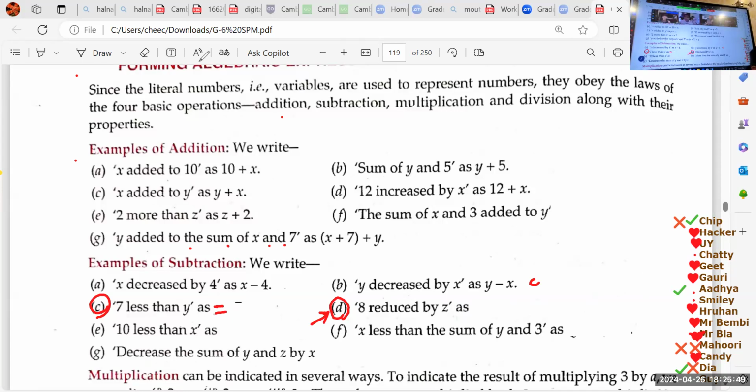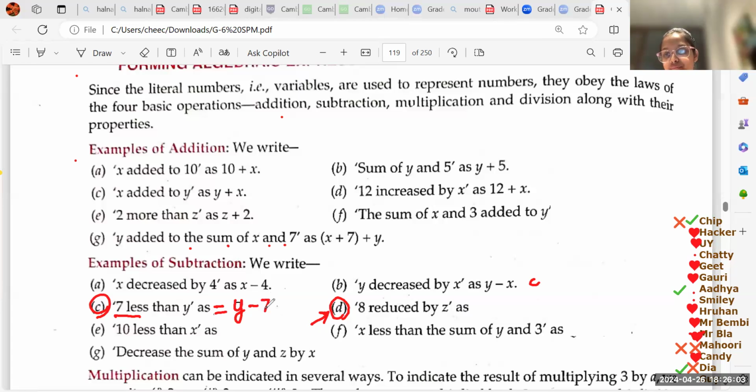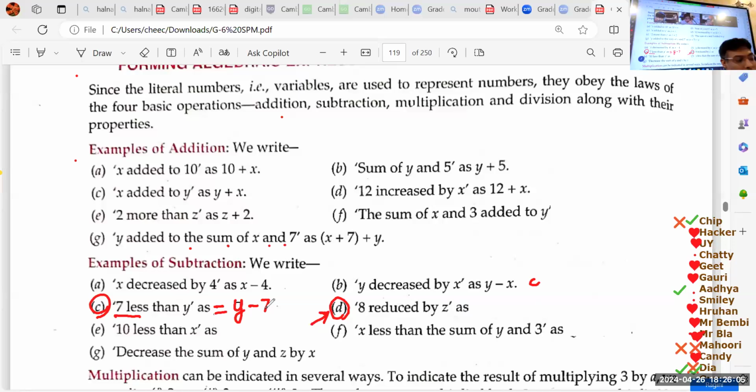All right. So, Mahuri, 7 less than y. So, we have to subtract 7 from y. All right, Mahuri. Yes, sir. Now 8 reduced by z. अब मुझे 8 को reduce करना है किससे? By z. So I don't have to reduce z. I have to reduce 8 by z.